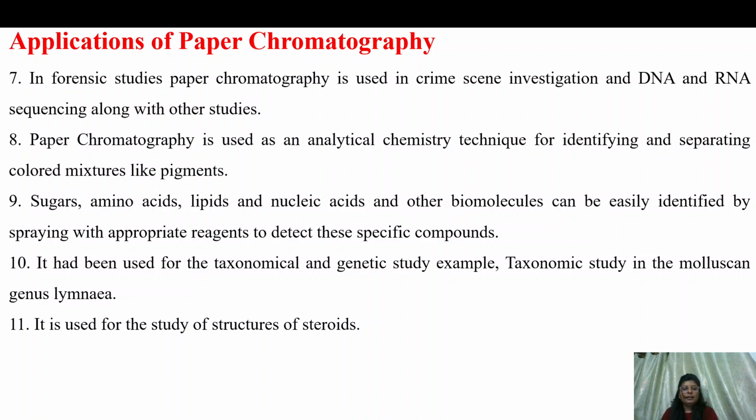Paper chromatography is used as an analytical chemistry technique for identifying and separating colored mixtures like pigments. Sugars, amino acids, lipids, nucleic acids, and other biomolecules can be easily identified by spraying with appropriate reagents to detect specific compounds. It has also been used for taxonomical and genetic studies, for example, taxonomical study in the molluscan genus Laminia, or for the study of the structure of steroids. So that's all.